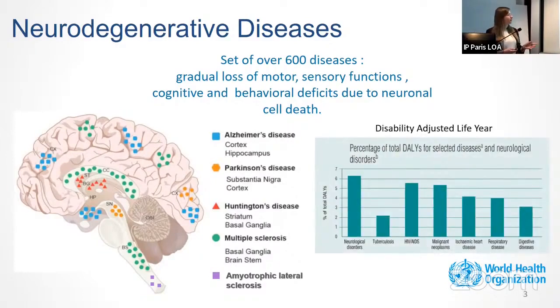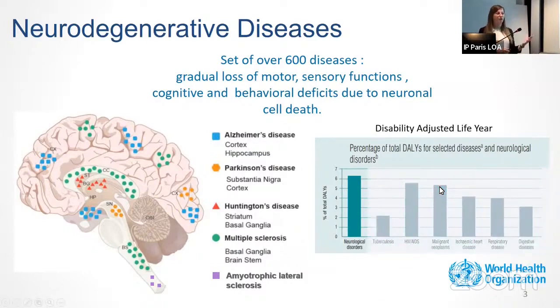This is a chart that shows you the disability adjusted life year, so the percentage of healthy life loss due to the occurrence of neurodegenerative disorders. This chart shows several diseases, and as you can see, the highest percentage is recorded for neurological disorders.